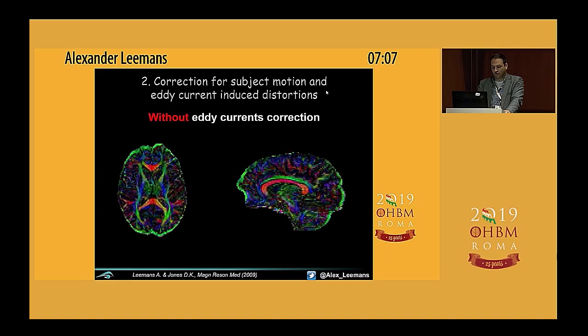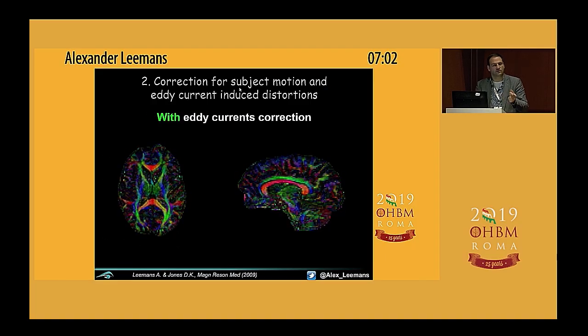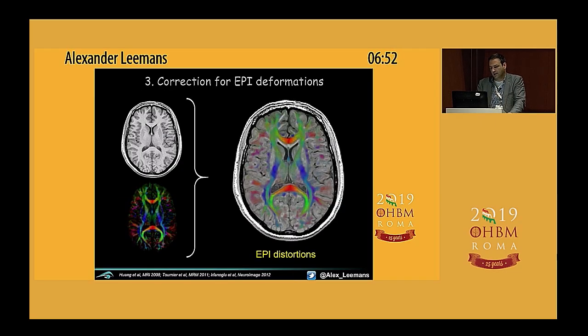So anyway, if you don't correct for it, you get the bright rims. If you do correct for it, they're gone. So that's your telltale sign that things are going the right way. And you can further evaluate it with the residual maps, because they also will highlight these rims of high residuals. And then there's the EPI deformations, another one.